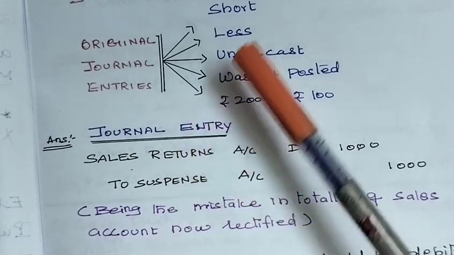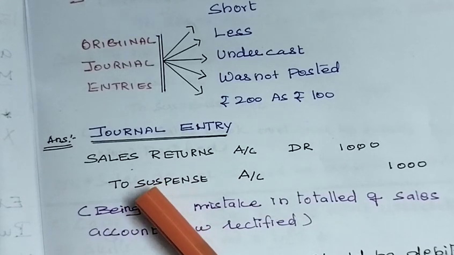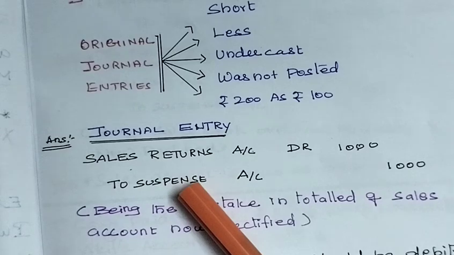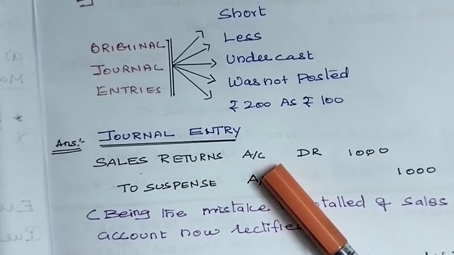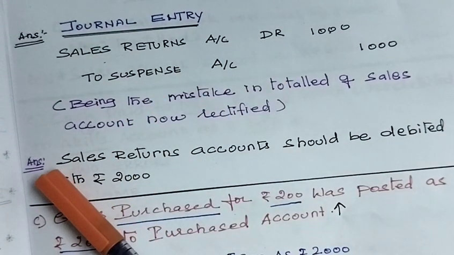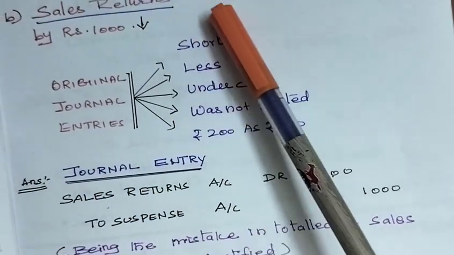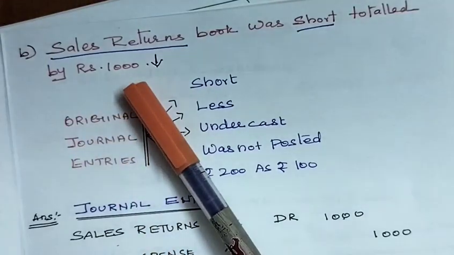Then only the error will be rectified. Then only the trial balance will be tallied. So you have to write two, suspense account. Suspense account will be credited 1000 rupees. Now the error will be rectified. Then we can say the answer in statement form. Sales return books was short totaled by 1000 rupees.